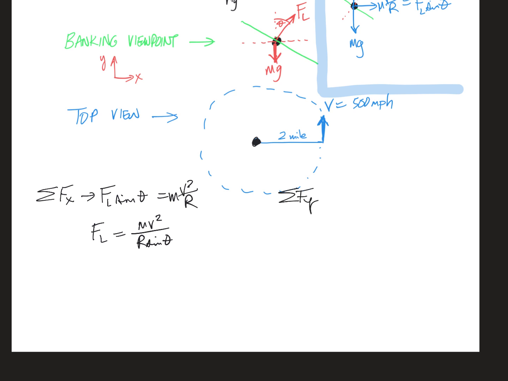The sum of y forces. Here again, in the vertical direction, I have something in balance because we're assuming that when it banks the plane, there's no motion in the y direction. It just tilts and stays on that circular path at the right height above ground. So now the lift force times the cosine theta equals mg. So now the lift force equals mg over cosine theta.